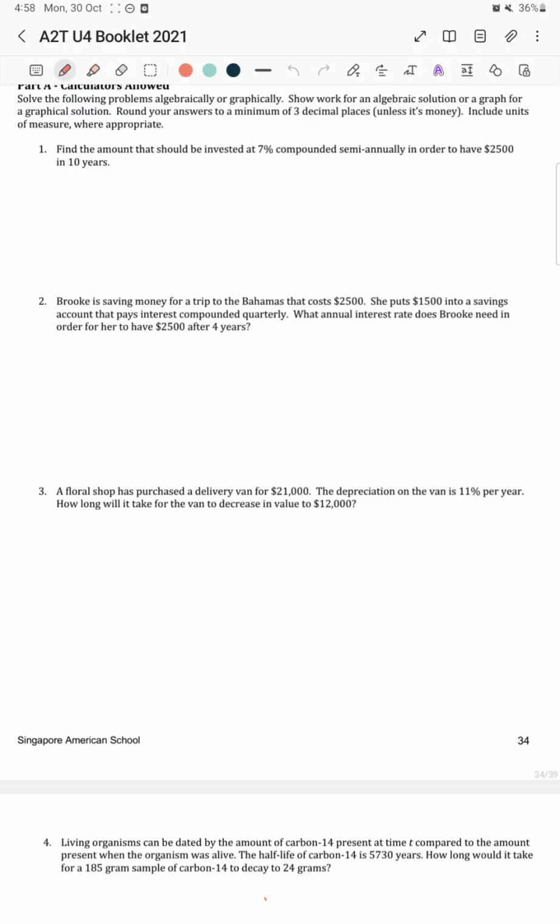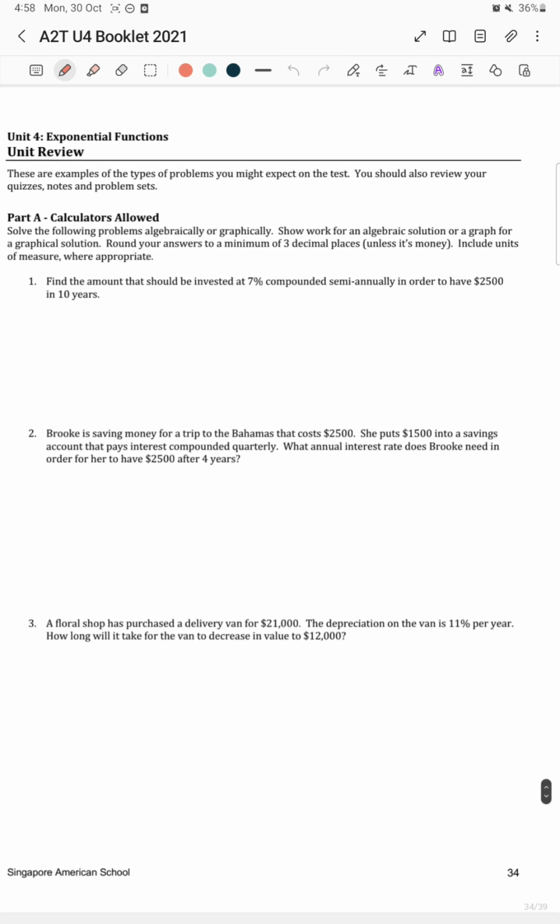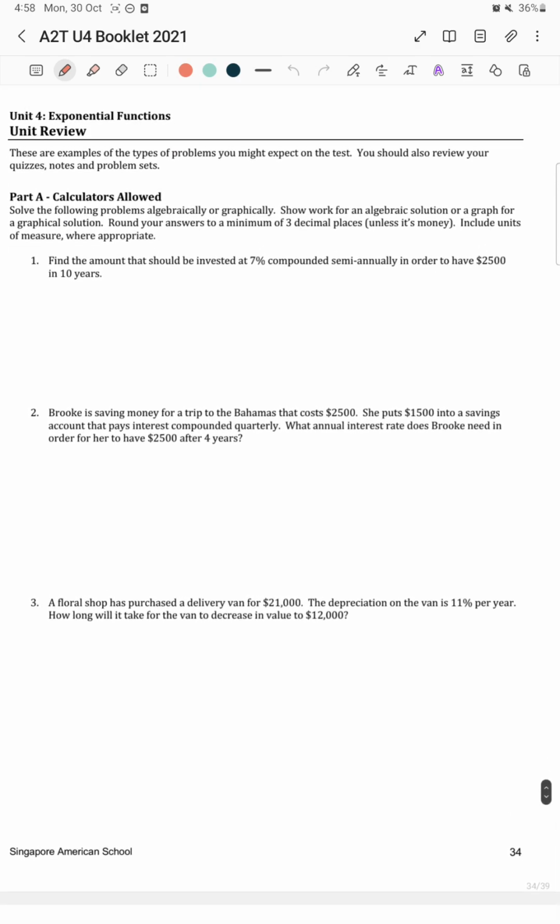Okay, find the amount that should be invested at 7% compounded semi-annually in order to have $2,500 in 10 years. So we are starting the review exercise of the exponential functions, and we are looking at the first question, how we're going to solve it.